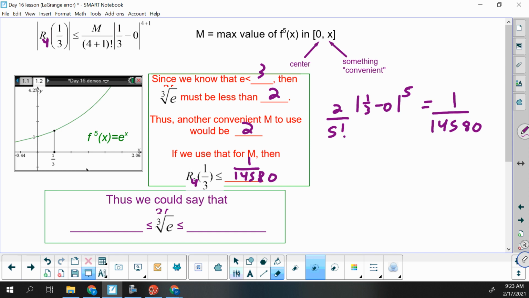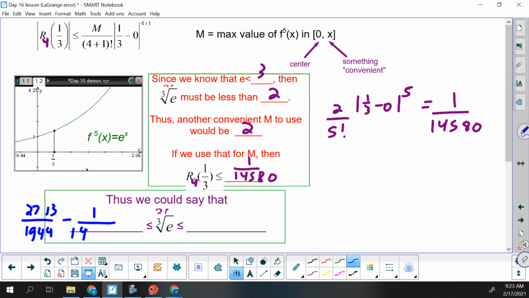So we could write our bounds. Now we've kind of narrowed it even more. We know the cube root of e is between 2713 over 1944 minus 1 over 14,580, and that with a plus as well.